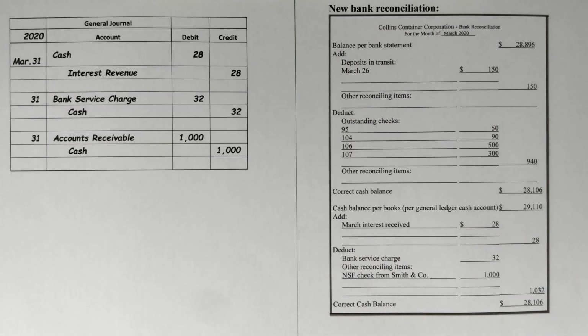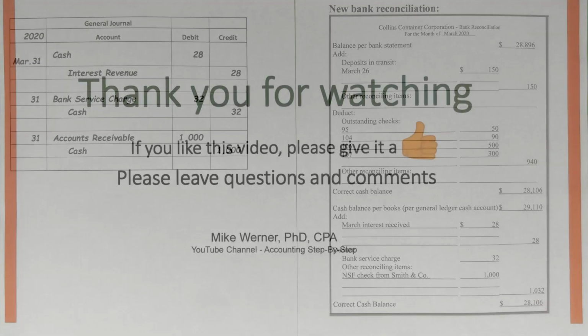Here are the two documents that I just did by hand, neatened up a little bit so that you can see them somewhat better. We've got the general journal entries that we made by hand just a moment ago, and the bank reconciliation that we did by hand just a few minutes ago. And as you see, the corrected cash balance equals on the bank side and our book side. That means that we have accounted for every one of the reconciling items, or every one of the differences between the bank's balance and our company's cash balance.